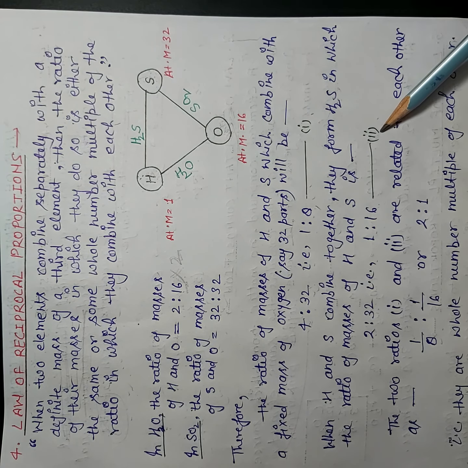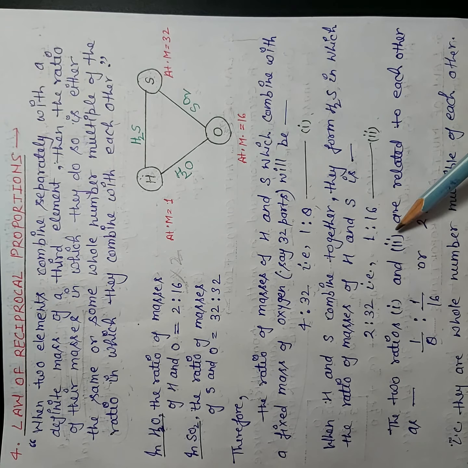Equation 1 and equation 2. When we solve equation 1 and equation 2, 1 upon 8 is to 1 upon 16 will also be written as 2 is to 1. So they are in a whole number ratio. So this is the law of reciprocal proportion.